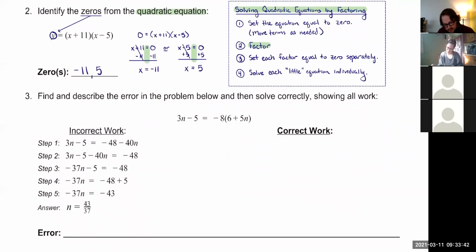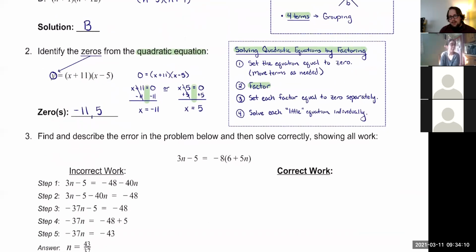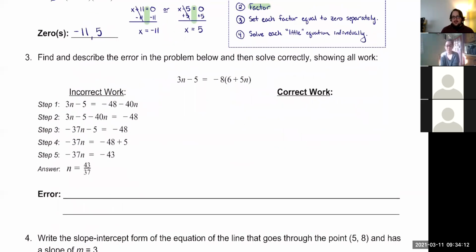So moving on to number 3. Number 3 is a bit busy here because I'm going to actually also squeeze in a little bit of additional notes as well. I'm going to have to try to squeeze mine in here in the middle because it's asking us to find and describe the error in the problem below and then solve it correctly, showing all work. Now, it doesn't specifically identify what type of equation this is, but as I'm looking at it, it doesn't appear to be quadratic. So the steps we wrote down up above don't necessarily apply here.